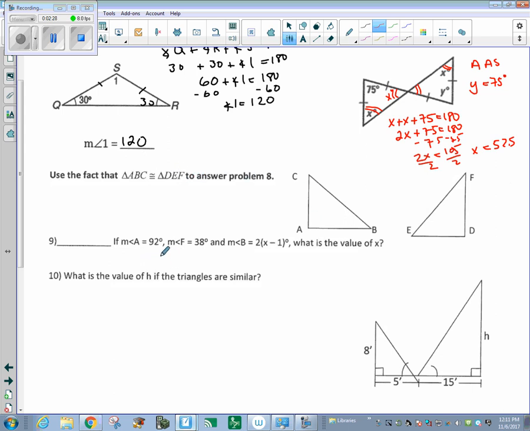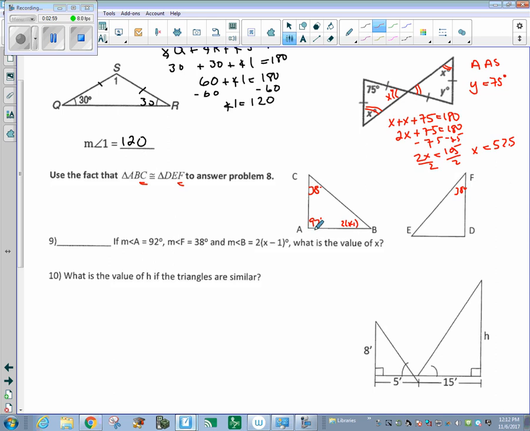Moving along here to number 8, use the fact that ABC and DEF are congruent for problem number 8, which I don't see problem number 8. I guess we'll call it problem number 9. Filling in the information that I've got here, the measure of angle A is 92 degrees, angle F is 38 degrees, and B is 2 times x minus 1. Knowing that information and looking at my congruence statement up here, I can see that angle C and angle F are congruent to one another, so I can call that 38 degrees.